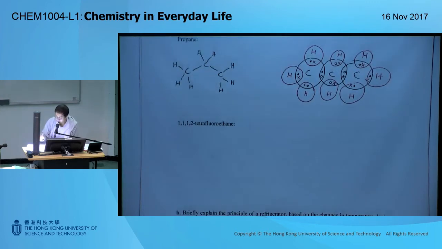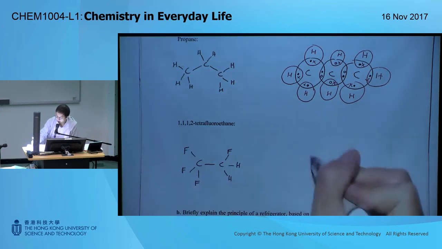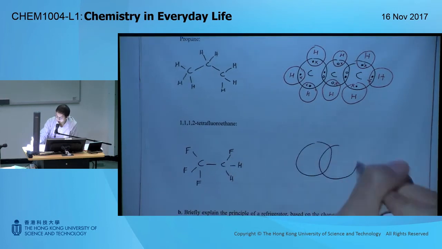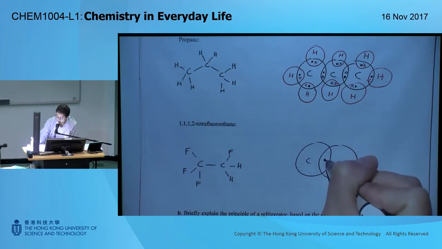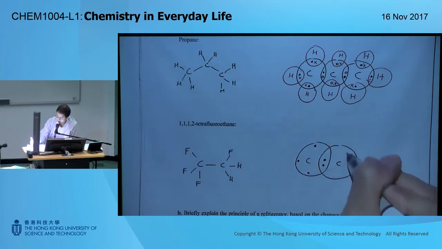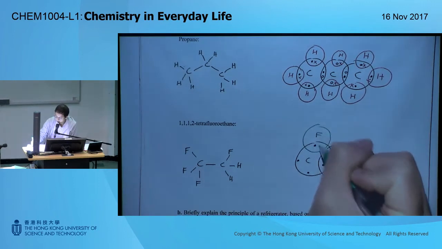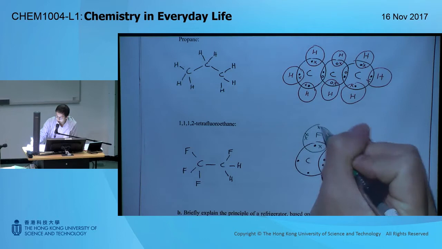And for 1,1,1,2-tetrafluoroethane, in the notes it is represented like this. So we have 4 fluorines, 2 hydrogens. Very similarly, you can do the carbons, forming a single bond and then adding the fluorines and hydrogens. Fluorine has 7 electrons, so don't forget these lone pairs.